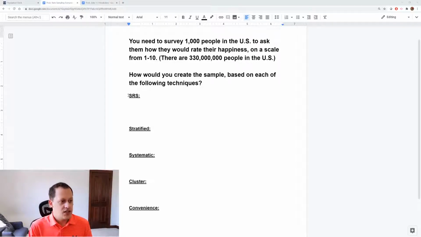For a simple random sample, what is it you need to do? For a stratified or cluster sample, how are you breaking up the population? I'm not asking for an essay. Your responses should only be like maybe 2 or 3 sentences, perhaps. But take a few minutes, go through those, see what you come up with. Come back when you're ready, and I'll discuss what I came up with.